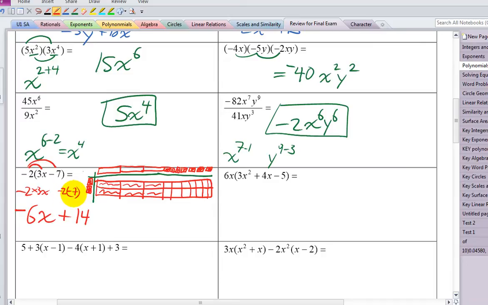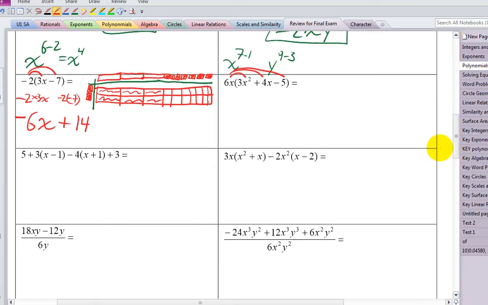Okay. So there's the two parts. Okay, go ahead for the next one. It's 6x times all three parts. Go ahead. So you should get 18x cubed plus 24x squared minus 30x. Hands up if you got that.